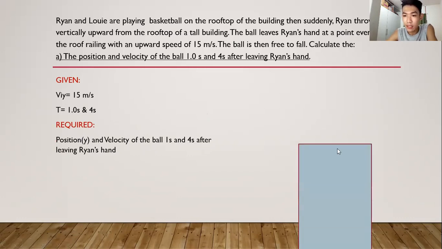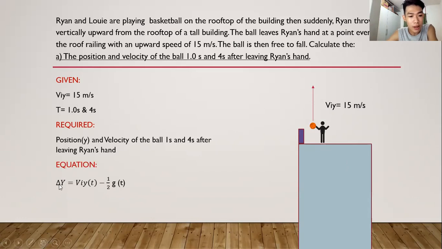So for our illustration, this is the building, and this is Ryan, and there's the ball, and this is the roof railing. The initial velocity is 15 meters per second. Based on the given, we're going to use the equation delta y equals initial velocity multiplied by time minus 1/2 multiplied by gravity and time squared.